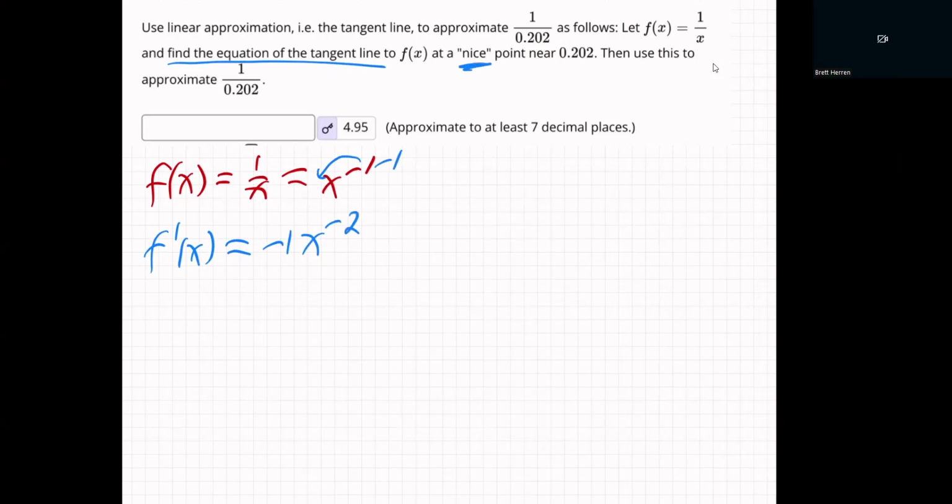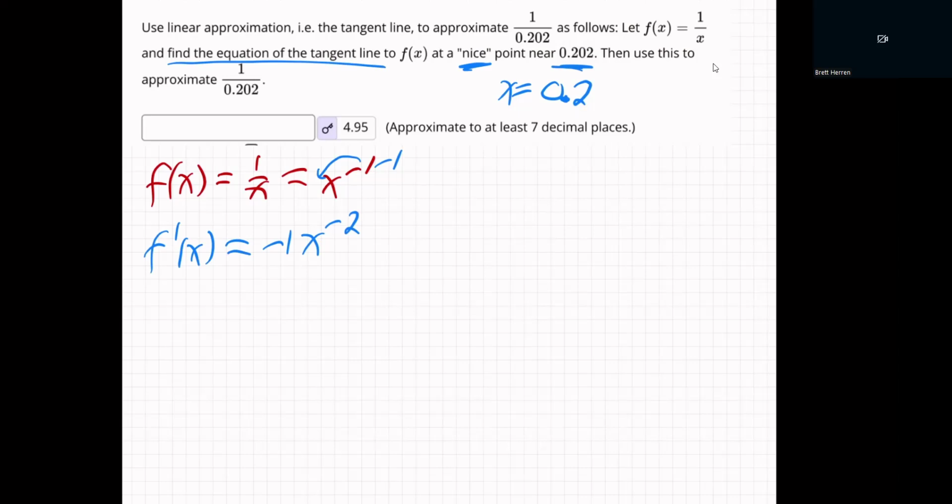Now it says at a nice point near 0.202. That's going to be 0.2. They just mean get rid of the stuff after the first decimal. 0.2 is going to be close to 0.202. So that's the nice point they want you to use. That's the x value. And by the way, let's find the y value that goes with that.